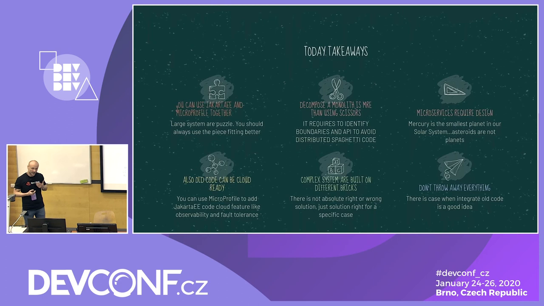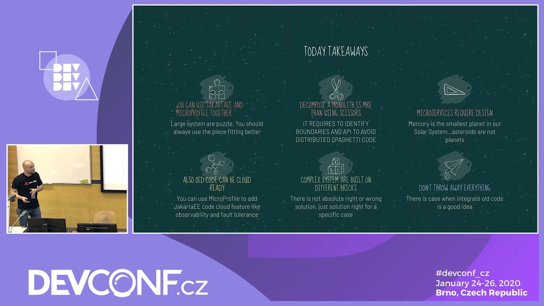Also, the code can be cloud ready. You can use MicroProfile to add cloud features to JakartaEE code, like observability and fault tolerance. Complex systems are built on different bricks. Again, there is no absolutely right or wrong solution. Just use the solution that fits your problem. Design on your problem, not on your technology. Technology is a tool to solve a problem.